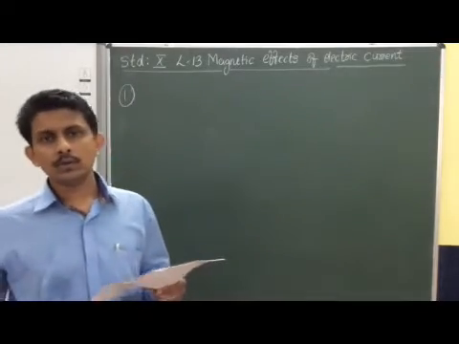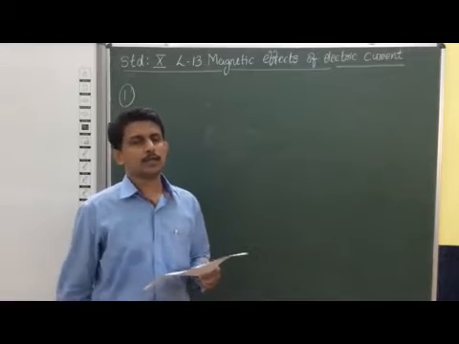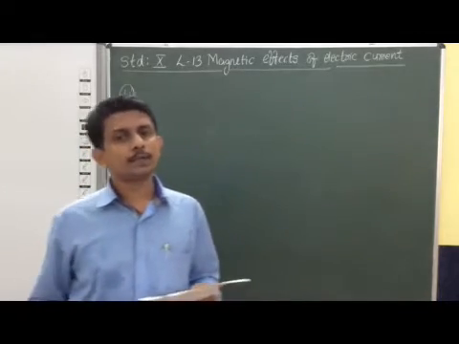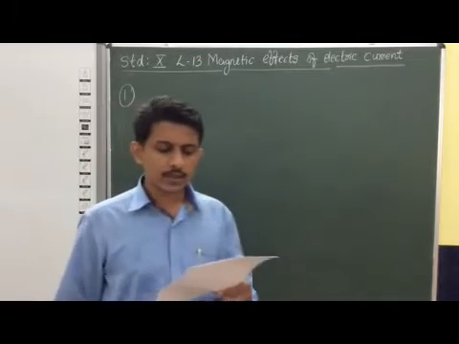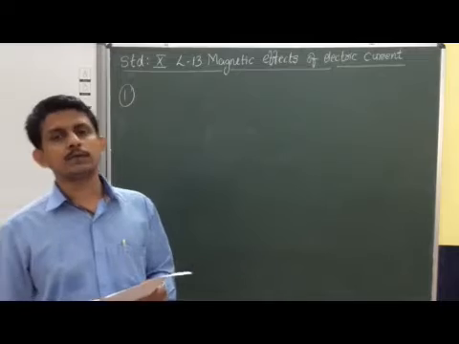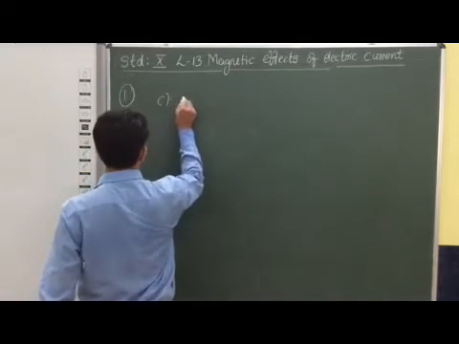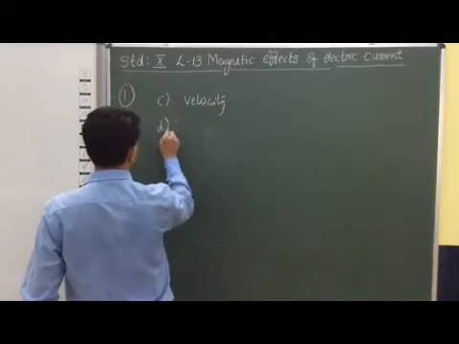When a proton is moving in a uniform magnetic field, its velocity can change. So velocity is changing means its momentum can also change. So in this question there are two answers. Option C, that means velocity, and option D, momentum. So we can say that the answer is velocity and momentum.